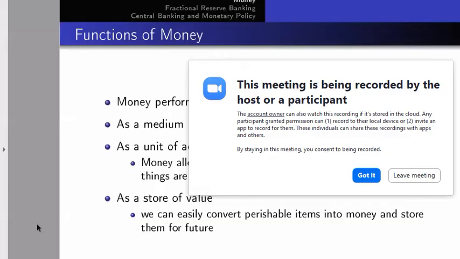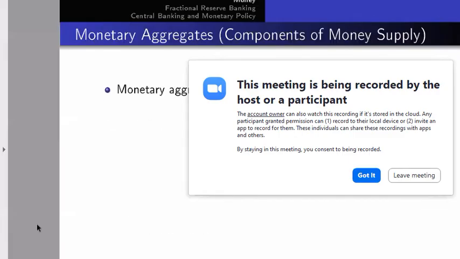And third, a store of value. If my bottle of Avaro will go bad and I am not ready to consume it, I can simply sell it and get the money. So the money is now serving as a store of value. We can easily convert any perishable item into money and store it for future use. So those are the main functions of money.